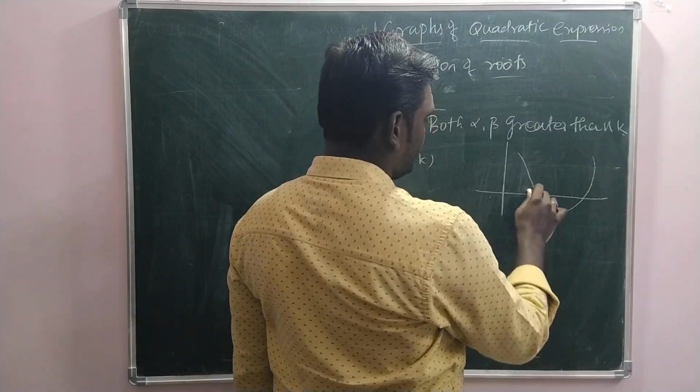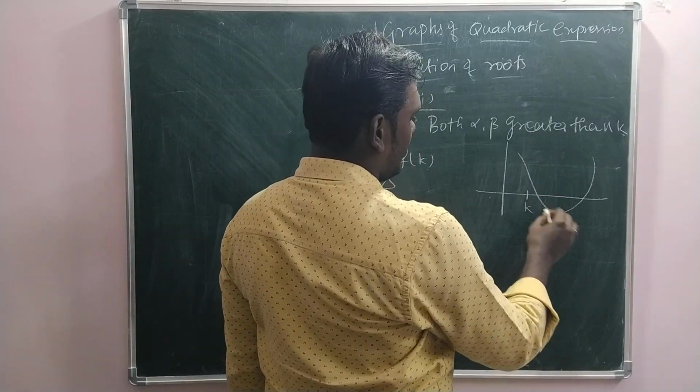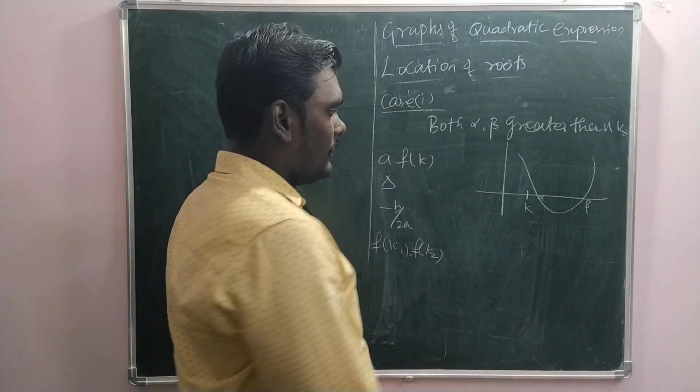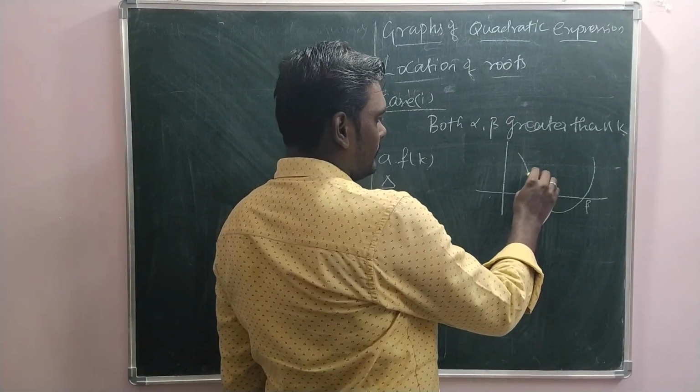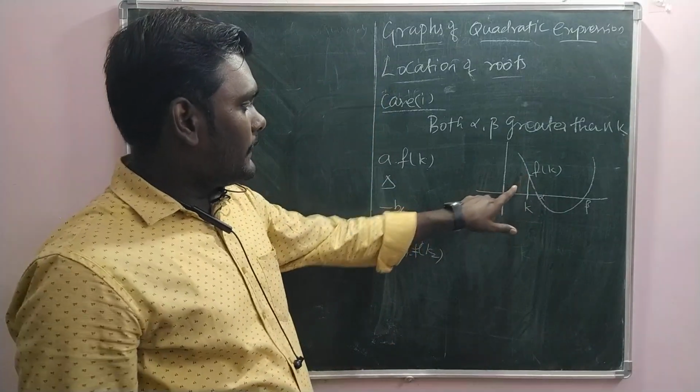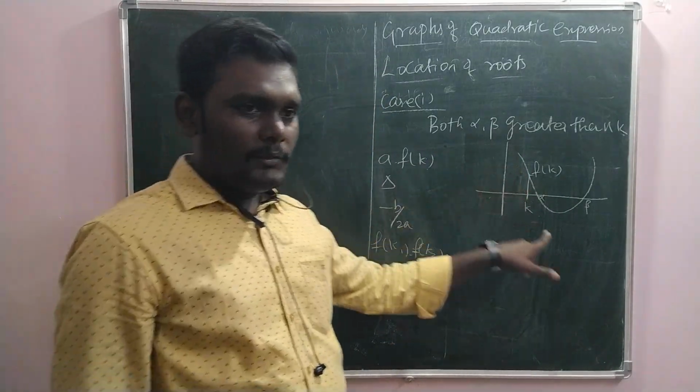So here if you take k, alpha and beta are there. Both alpha and beta are greater than k. This is where we can find f of k. So in this case, what is a? How does this graph look?